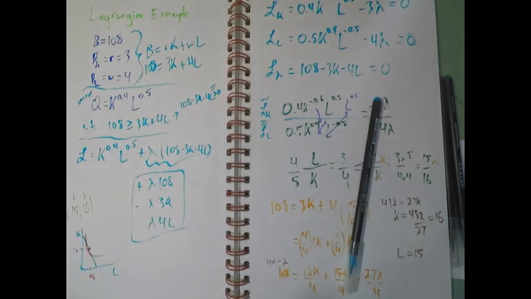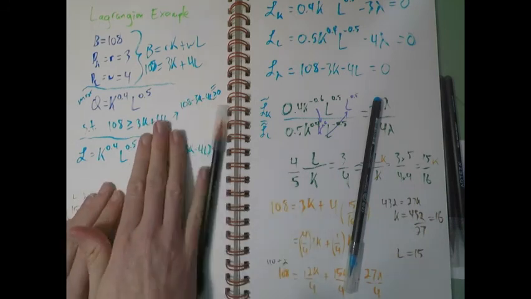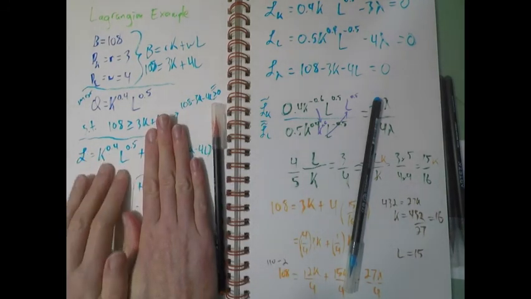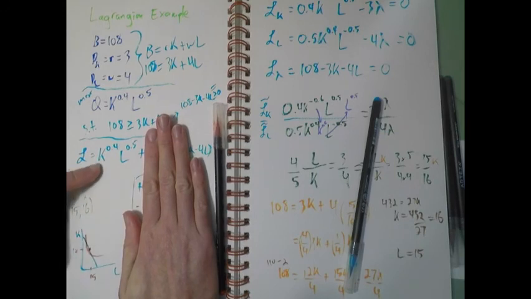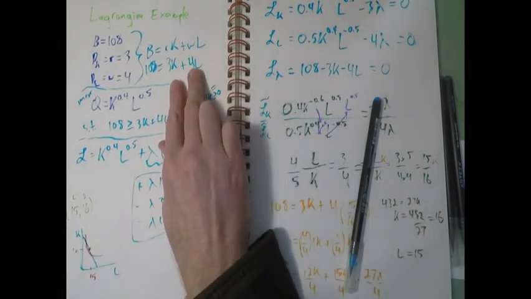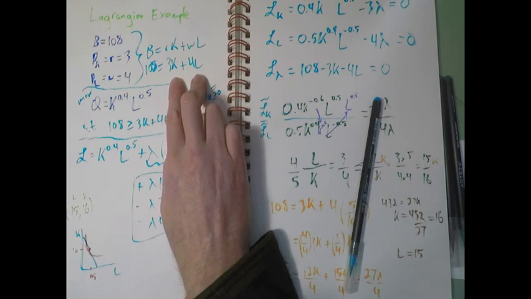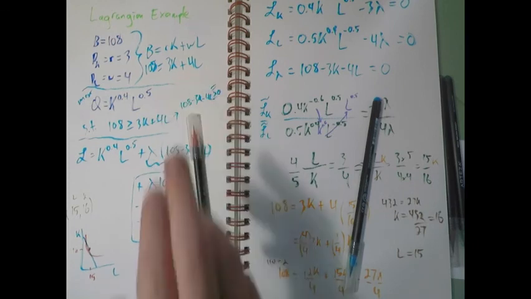Another good thing that you might do to really hone in your skills with implicit differentiation is verify that when we do implicit differentiation on this, our value for dK/dL equals the slope that we would get from our budget constraint, which should be, what, -3/4.